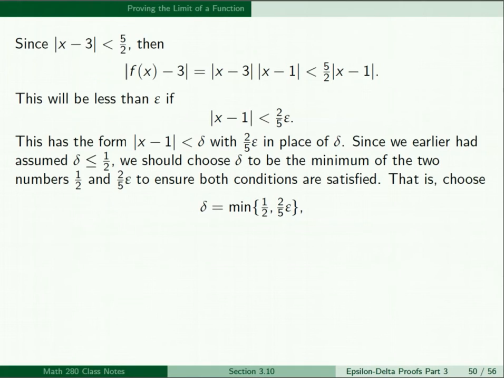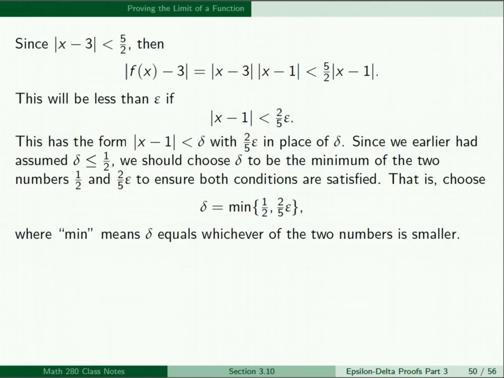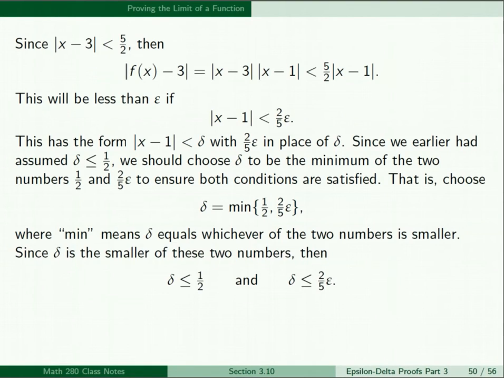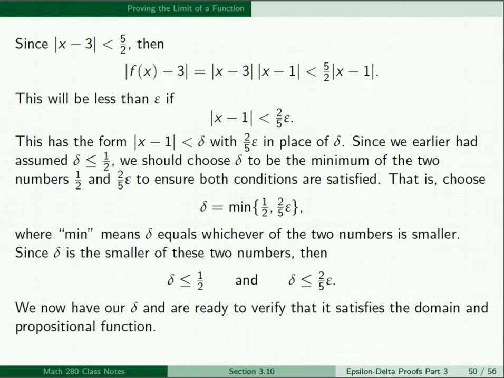That is, we want to choose delta to be the min of 1/2 and 2/5 epsilon, where min means delta equals whichever of the two numbers is smaller. Since delta is the smaller of these two numbers, then delta is less than or equal to 1/2 and also less than or equal to 2/5 epsilon. We now have our delta and are ready to verify that it satisfies the domain and propositional function.